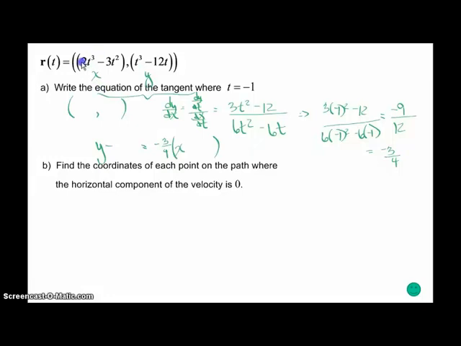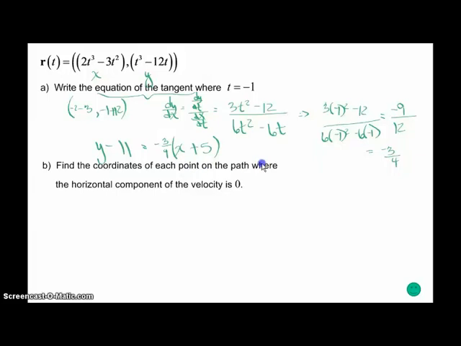So at negative 1, 2 times negative 1 is negative 2 minus 3 times negative 1 squared, so that's just minus 3. And this is negative 1 plus 12. So our x-coordinate is negative 5, so minus negative 5, and then our y-coordinate is positive 11. So there's the equation of our tangent line.